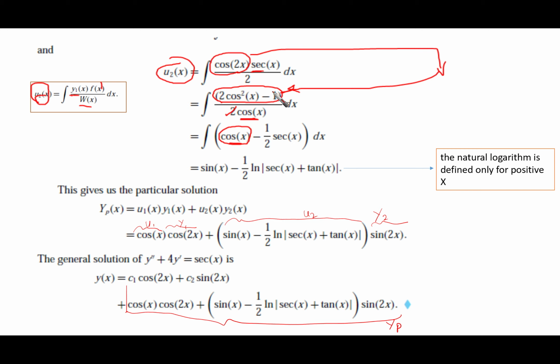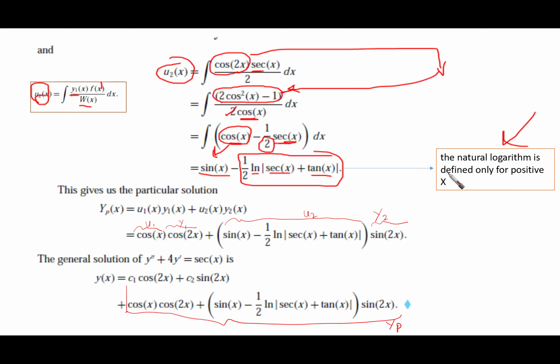And here we have 1 over 2, which is the same here, and 1 over x means sec x. Then we are going to integrate cosine minus sec. The integration of cosine is going to be sine x, straightforward, and for sec x, it is going to be the ln of sec x plus tan x. This is from first year calculus, you can get it easily.